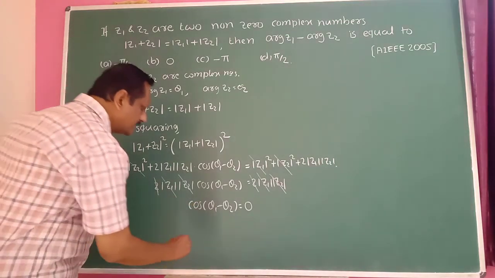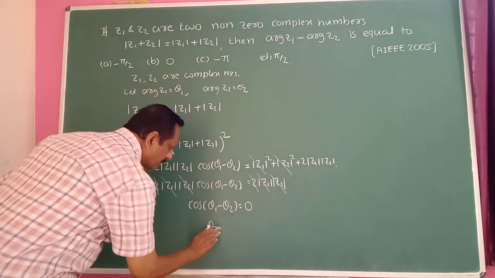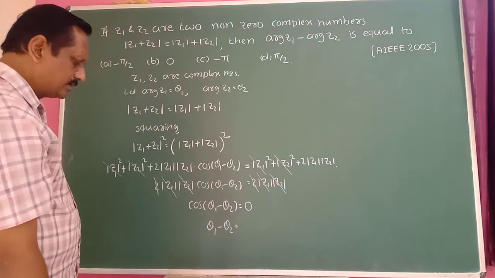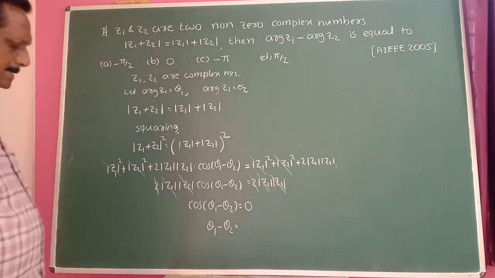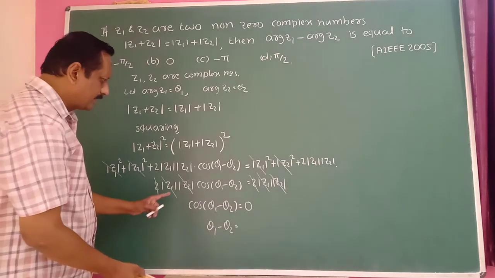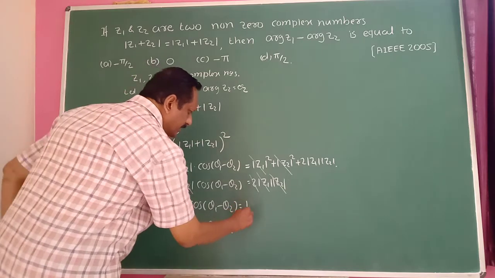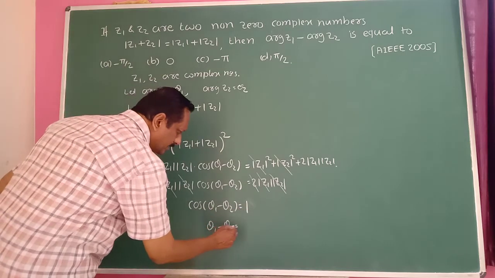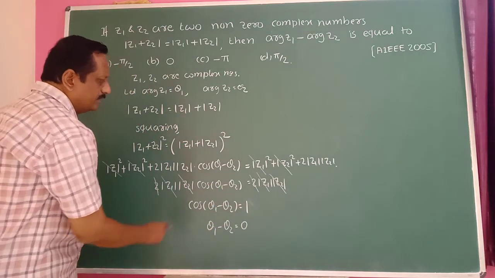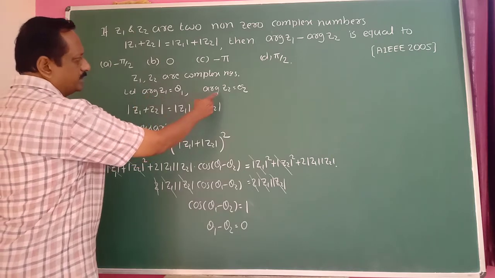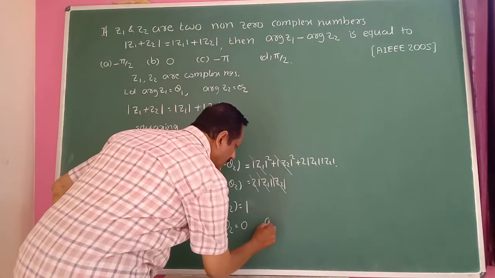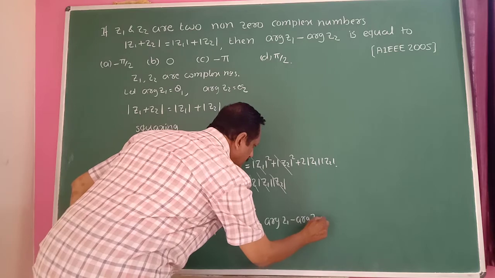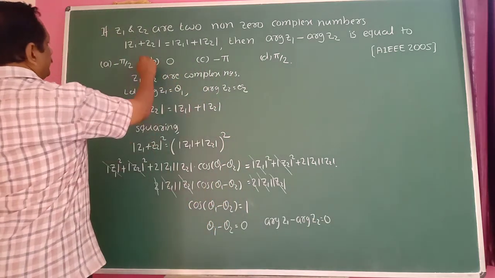Actually, when we cancel the terms, the right-hand side becomes 1, not 0. So cos of theta 1 minus theta 2 is equal to 1, then theta 1 minus theta 2 is 0. Theta 1 is the argument of z1 and theta 2 is the argument of z2. Hence argument of z1 minus argument of z2 is equal to 0. So B is the correct option.